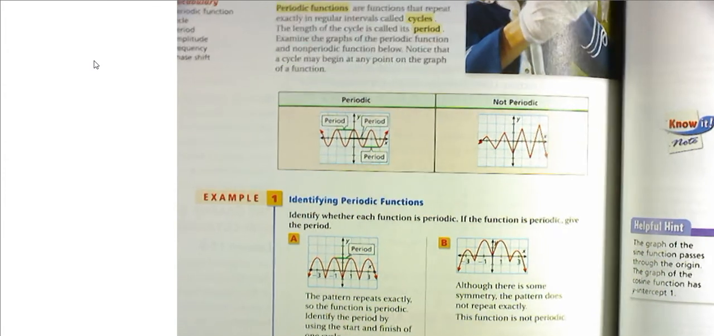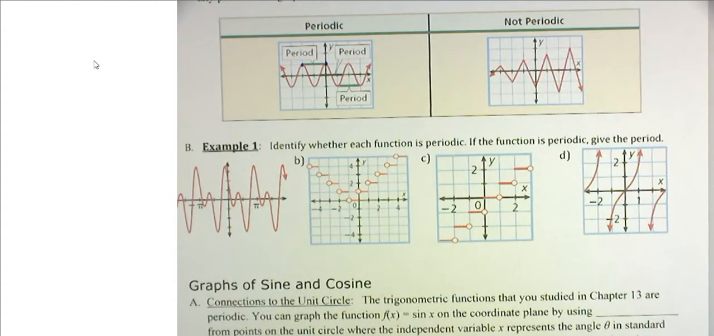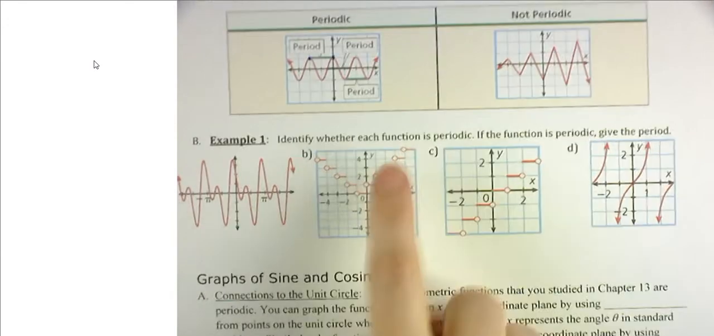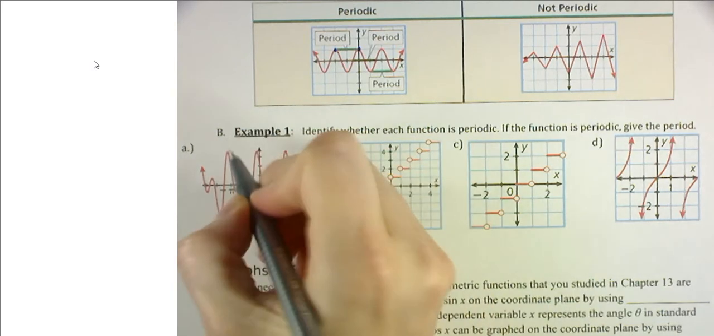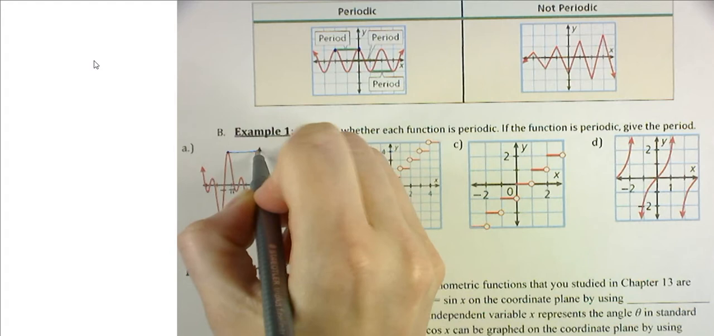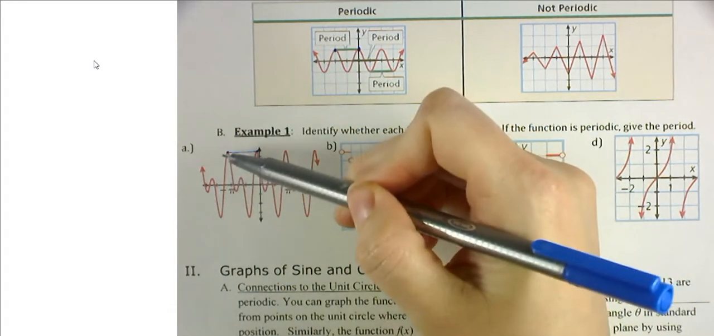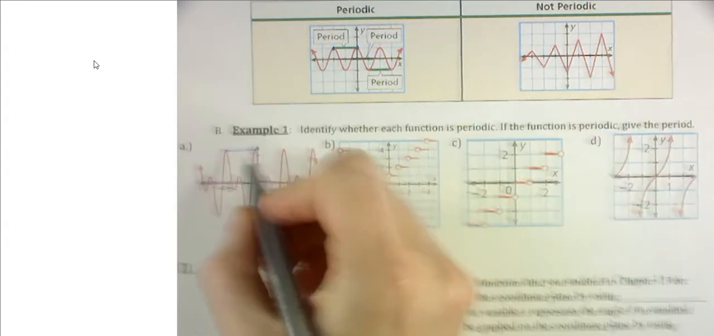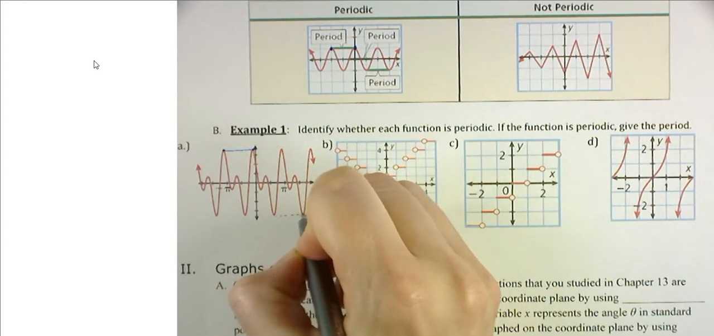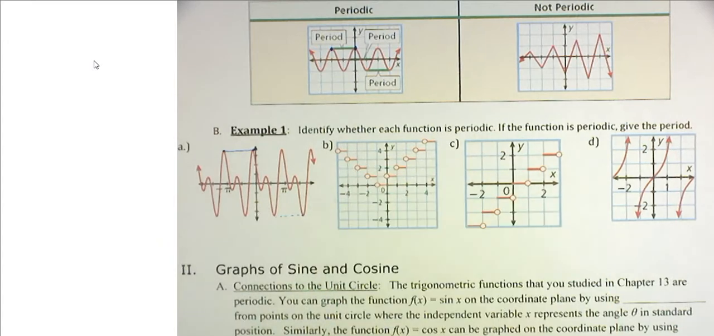We're going to look at a couple more examples together. We're going to identify if the function is periodic, and if it is, then we're going to say what the period is. Looking here, we can compare from the top of one to the top of another and see, does it repeat this pattern exactly in between the two crests, or in between the two troughs here. This one looks like it does. So it does repeat exactly, so yes, it is periodic.